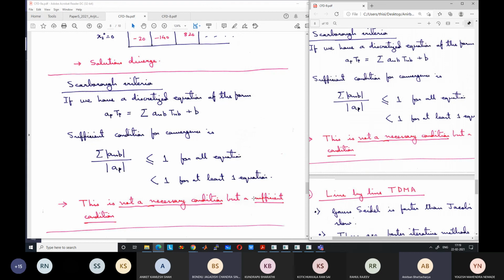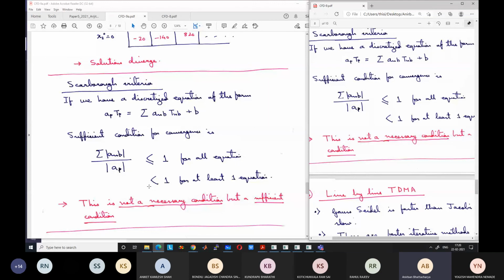Sir, if it is satisfied, then it will surely converge. But if it does not satisfy, then we are not sure whether it will converge or not. Correct. Good. If it is satisfied, we will surely converge. But if it is not satisfied, we may still converge. Okay, it is not a necessary condition. We may still converge, but we may diverge also. We are not sure whether it will converge or diverge. We may or may not converge.